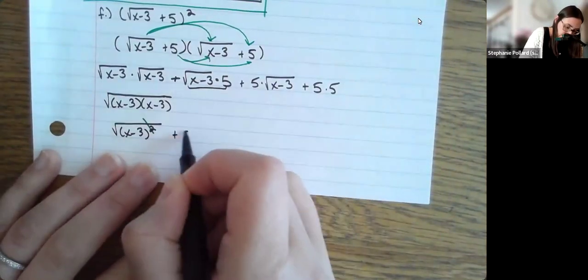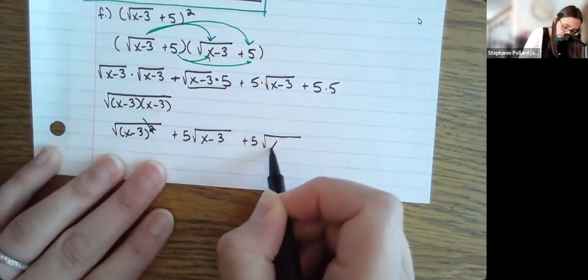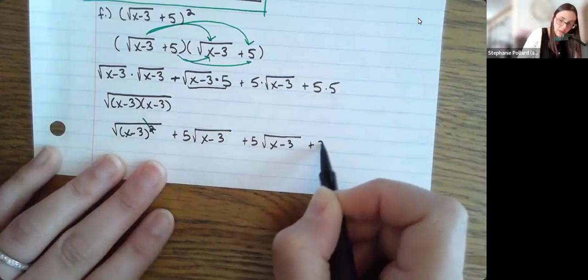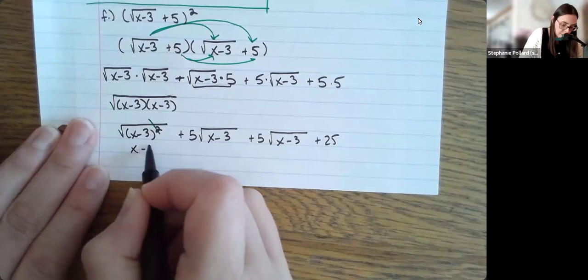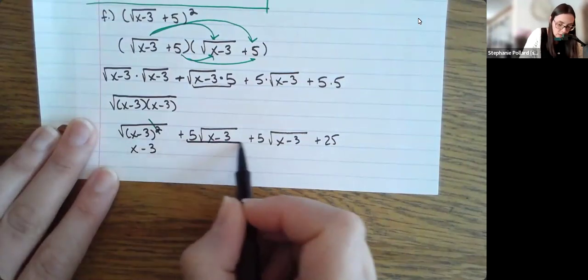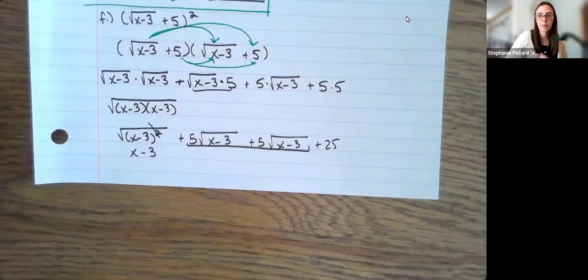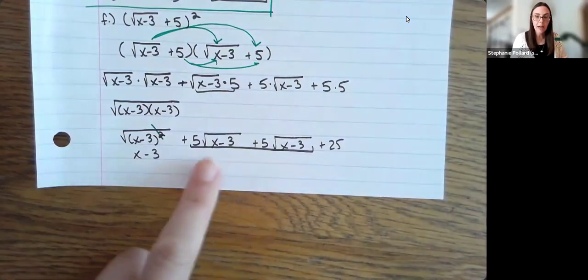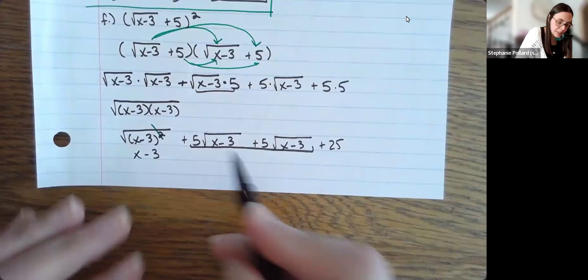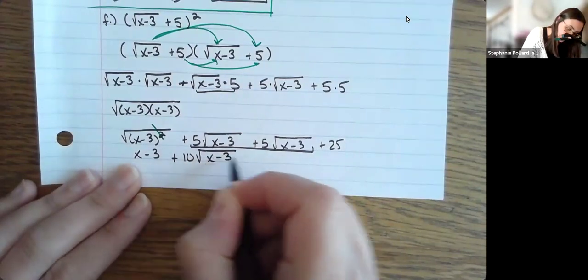So let me move down here, and then I also have a plus 5, x minus 3, another plus 5, root x minus 3, and 5 times 5 is 25. So what I have left over from the first group is an x minus 3. These two terms, as I was saying, are both the same kind of radical, so we can put them together. 5 plus 5 is 10. This becomes 10. And again, that radical just stays the same.